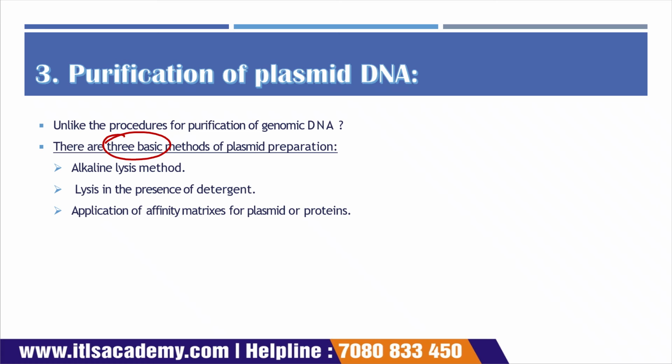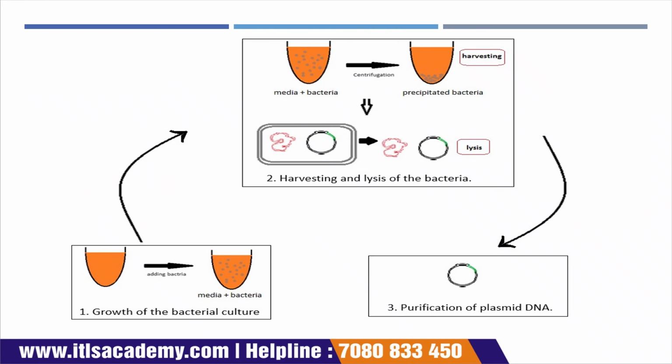Okay, then after isolation, the next part is what? The next part is purification. So for purification, we require the alkaline lysis method, lysis in the presence of detergent, and the application of affinity matrices for the plasmid or proteins. So this is a diagrammatic method of these three steps.